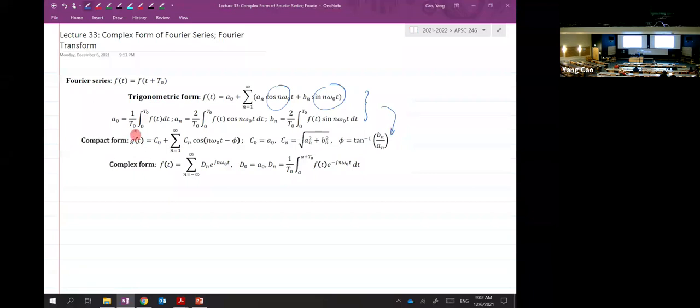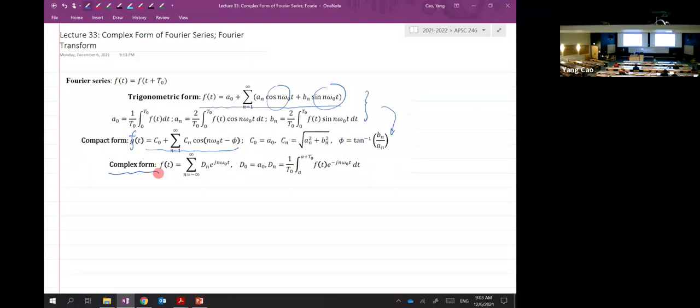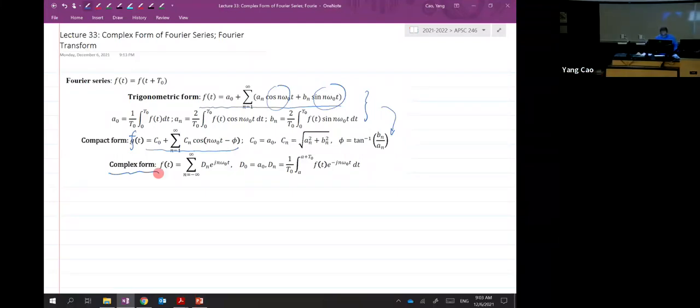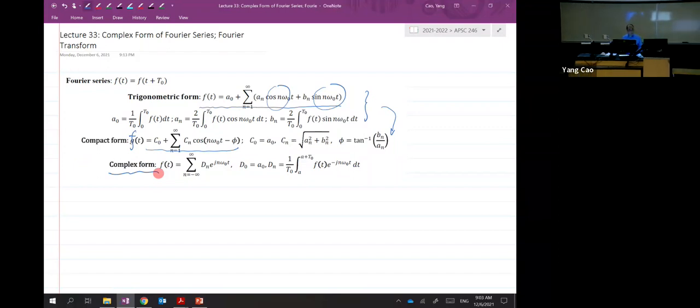And I probably should change these to f. So this function f can be written in a so-called compact form. If you compare this compact form with the trigonometric form, obviously these two terms combine into one single term as a cosine, and then a phi angle shows up here. This is what we call the amplitude. So this is called the compact form. And the last format, which is what we're going to do today, is another format called the complex format of the Fourier series.